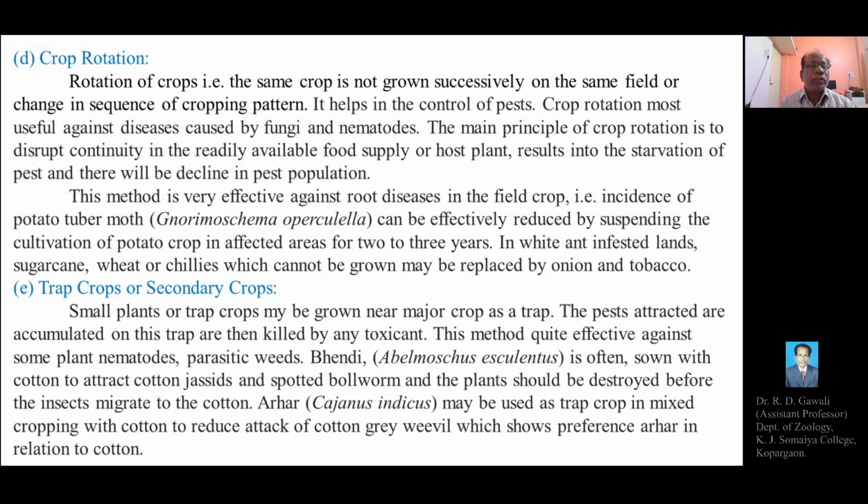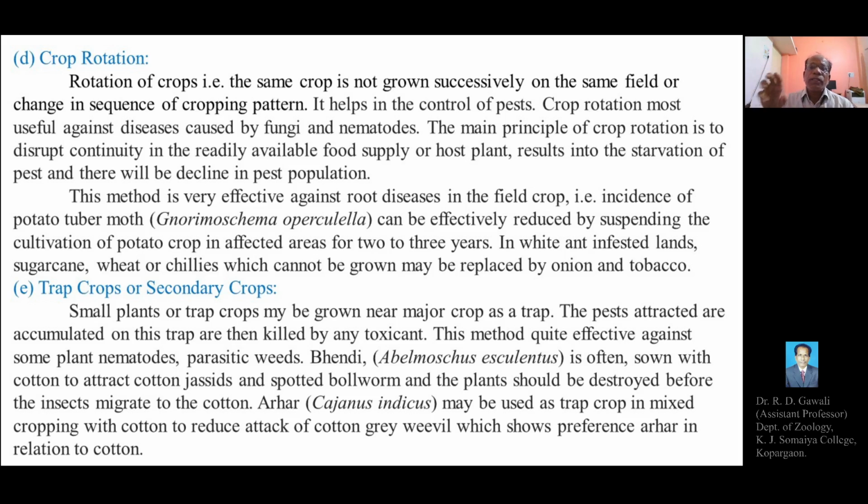Then the next cultural practice, that is trap crops or secondary crops. Small plants or trap crops may be grown near the major crop as a trap. So ultimately what happens, the pests of the particular crop or the major crop get diverted from the major crop to the trap crop. Getting it?